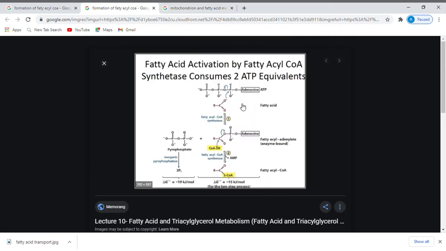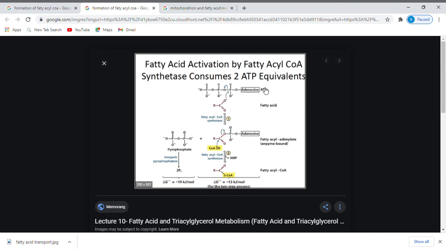Look here. Here is the fatty acid. This fatty acid is combining with ATP, adenosine triphosphate, adenosine plus 3 phosphates. What is initially formed is an intermediate, a transient compound, which is fatty acyl adenylate. It is enzyme bound, and the final product formed is fatty acyl coenzyme A. But there's a problem.